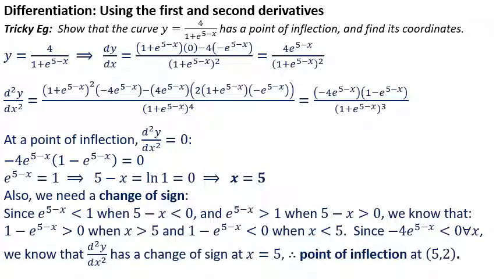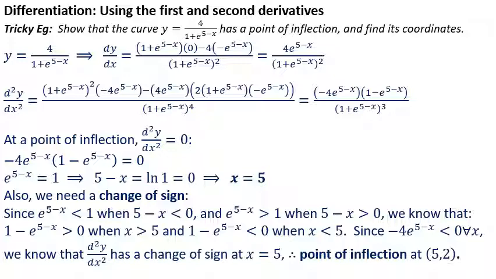We know that e to the power of 5 minus x will be less than 1 when the power 5 minus x is less than 0. Think about the graph y equals e to the x. When x is negative on that graph, e to the x is smaller than 1, and when x is positive on that graph, e to the x is bigger than 1.